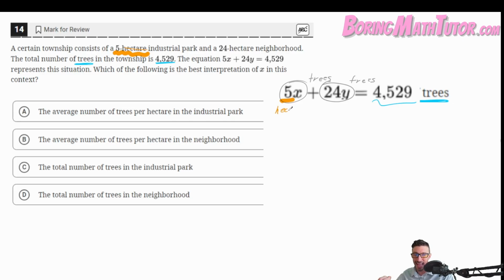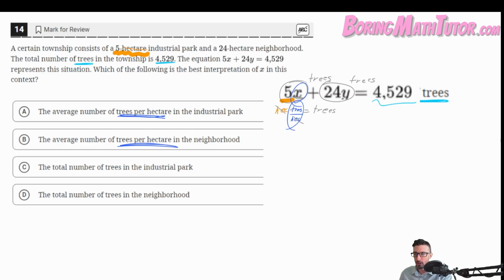I'm just going to call that a hec. But remember, it's going to be hec times the unit for the x, which is going to have to somehow come out to a unit of trees. Well, how is that going to go down? Here's the answer. You're going to need to have trees per hectare, so that way the hectare part cancels out. So that must mean, just with a little bit of analyzing the units, that we're looking for trees per hectare in our answer. So trees per hectare, but is it for the industrial park or for the neighborhood?